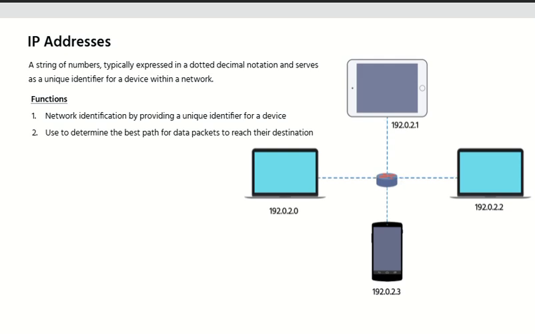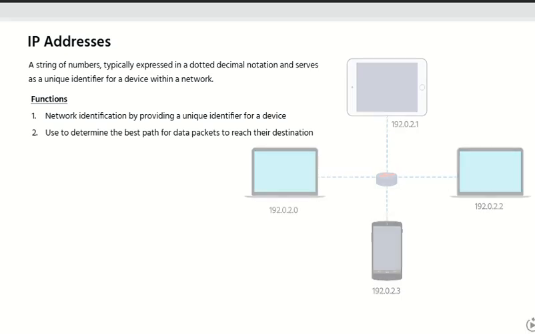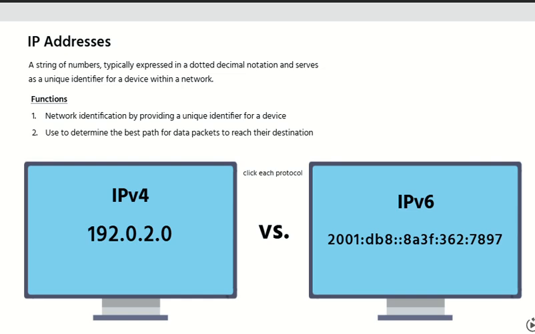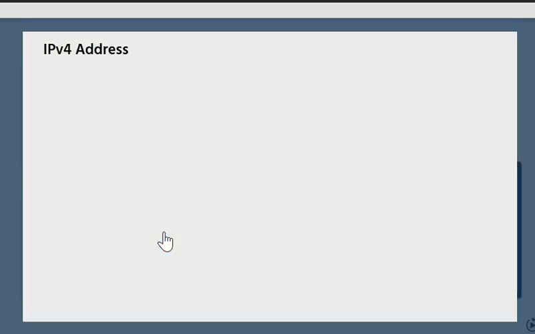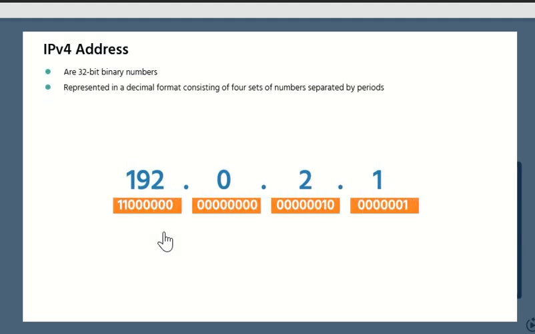There are two versions of IP addresses in use today: Internet Protocol version 4 and Internet Protocol version 6. Let's take a look at each. IP version 4 addresses are 32-bit binary numbers, typically represented in a decimal format consisting of 4 sets of numbers separated by periods. This address consists of two parts.